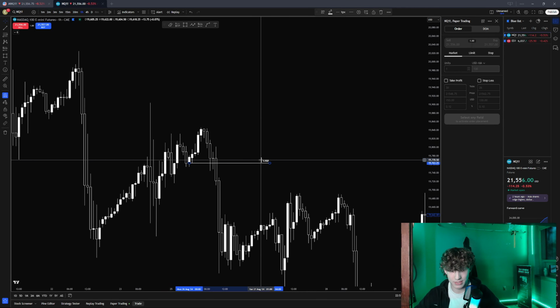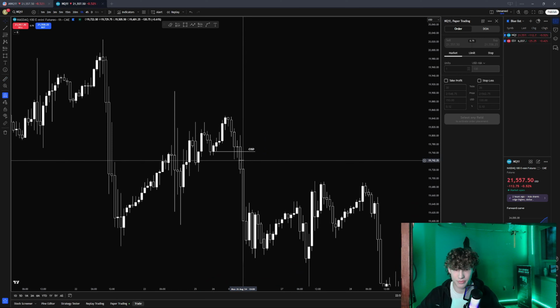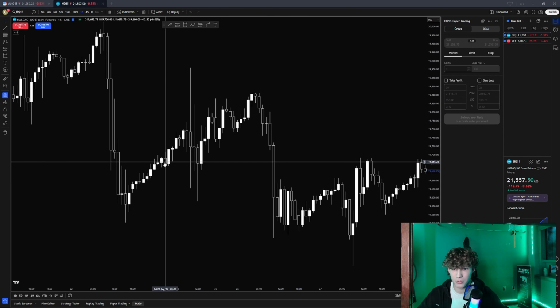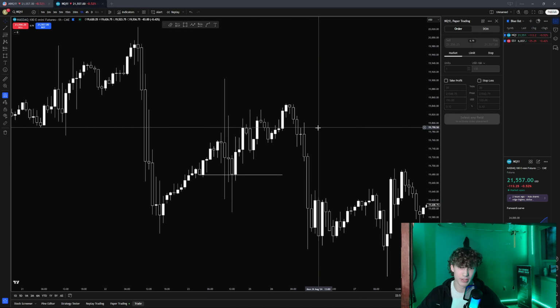So bam, there's a CISD. We kind of rejected at first. Bang, we close below it, indicating we want to move lower. So as you can see, before the change in the state, we have not once closed below a group of up close candles until that point, and then after that point we dropped.